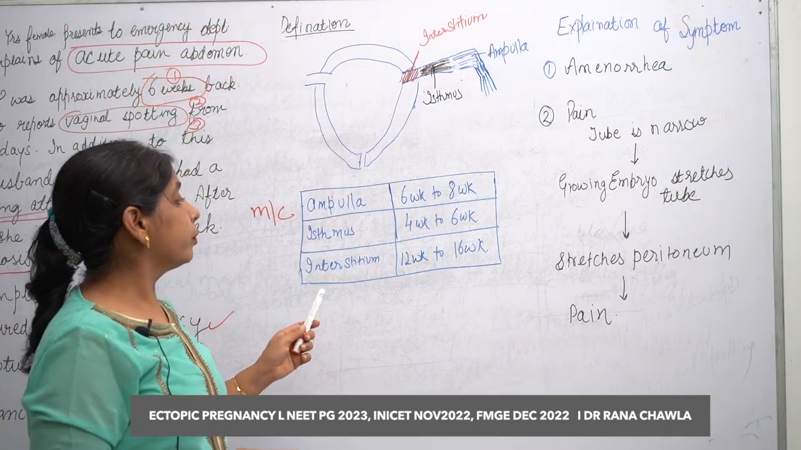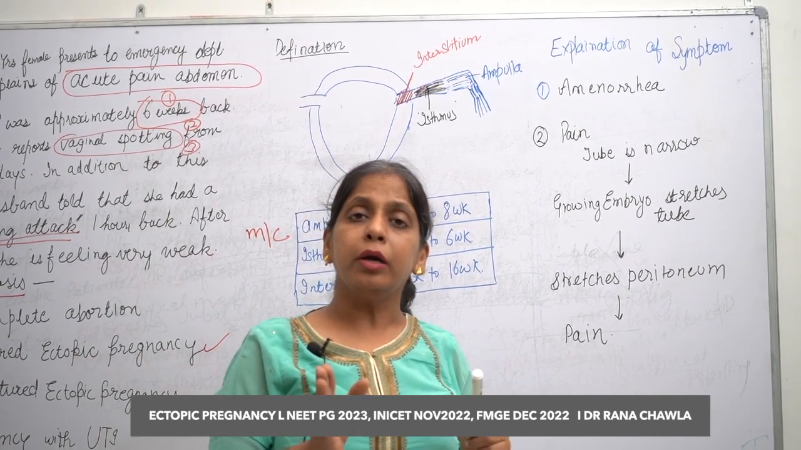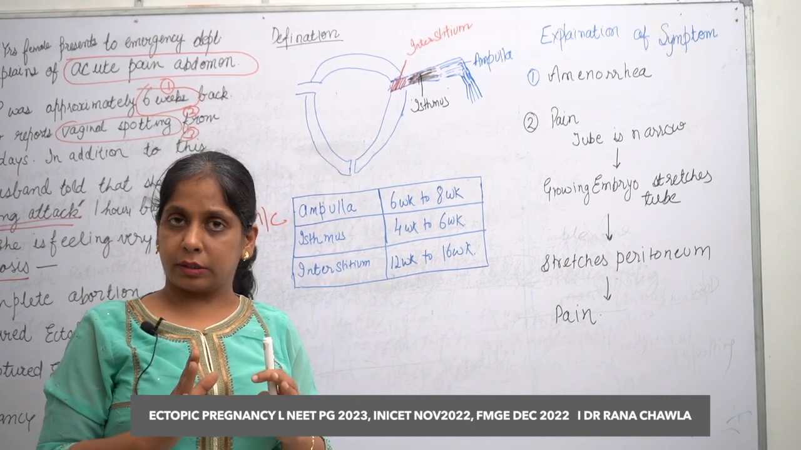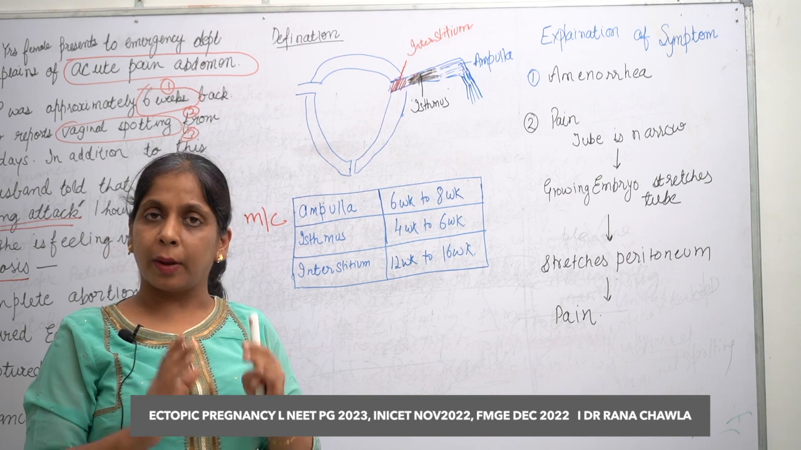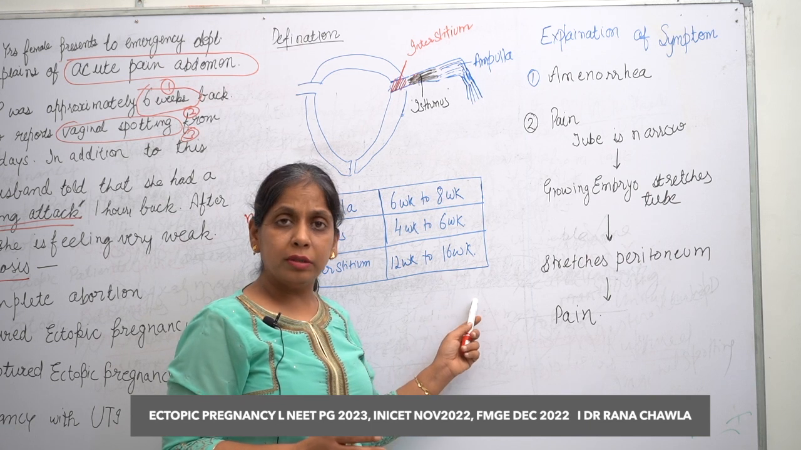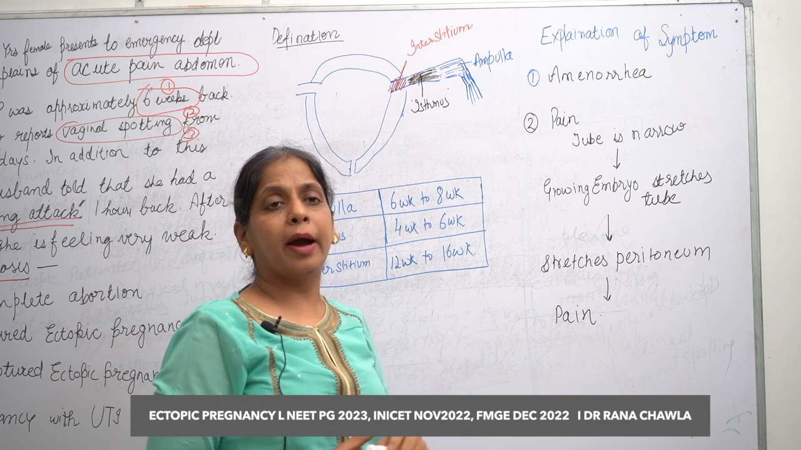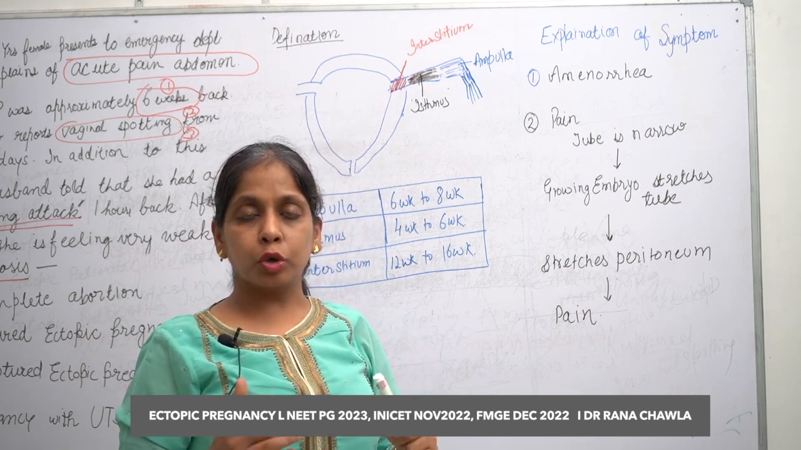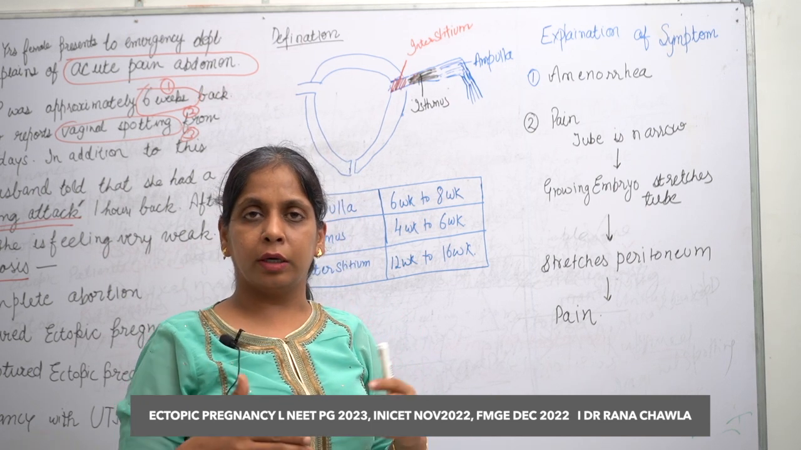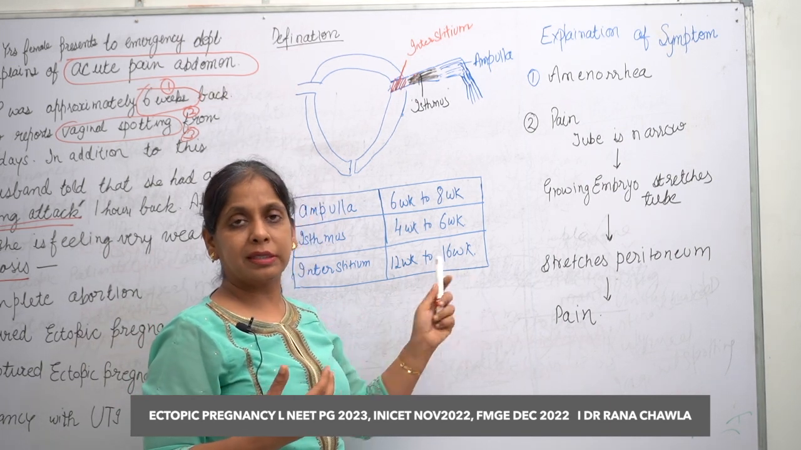Now this is the interstitium. This is the part which is inside the uterus, and this part, the interstitium, is the narrowest part. But the ectopic pregnancy ruptures in around 12 weeks to 16 weeks. Why? Because this part is supported by the myometrium. So the myometrium carries the pregnancy to a later stage, and it ruptures around 12 to 16 weeks.